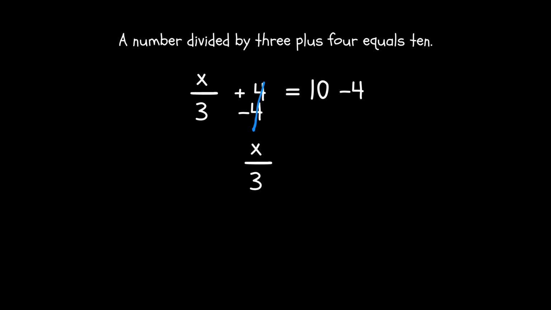A number divided by 3 plus 4 equals 10. So we will have our equal 10. A number divided by 3 is x over 3 plus 4. Now, let's subtract 4 on both sides. We'll have x over 3 equal 10 minus 4, which is 6. So now we can cross multiply, x equal 18.